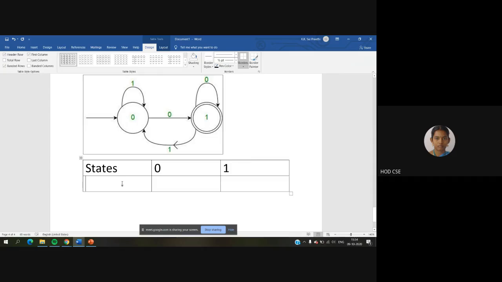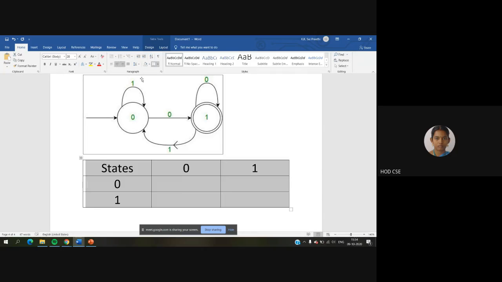There are two states in the diagram, state 0 and state 1. The circles are called the states. From 0, on the 0 transition, going to where? To 1. From state 0, on 1, the transition goes to itself. From state 1, on 0, it goes to itself. From state 1, on 1, it goes to 0. Is it clear, the table representation?